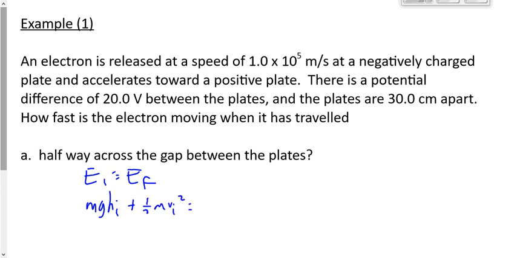What kind of energy does the car have when it's made it halfway down the hill? Both. It's still got a height, so it's still got potential energy, mgh, and it's now moving a little bit faster than it was before. It's got kinetic energy as well. Now, what you've got to do, of course, is replace mgh with qV.